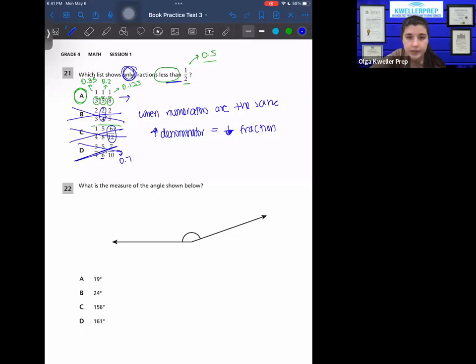All right, how are we going to tackle number 22? So number 22 wants the measure of this angle. So how would I do this?